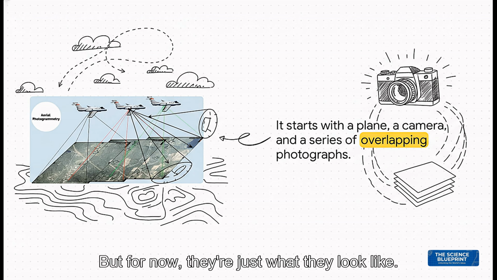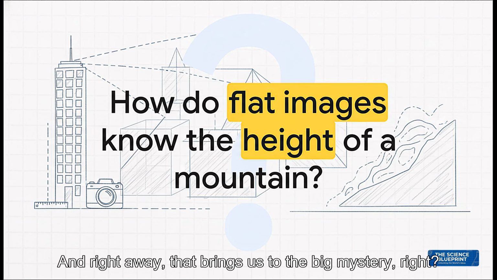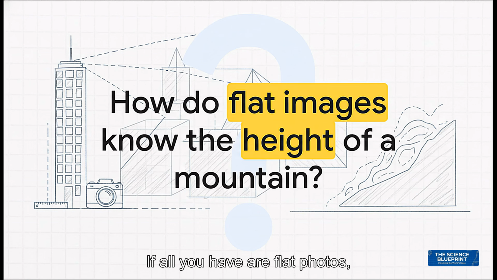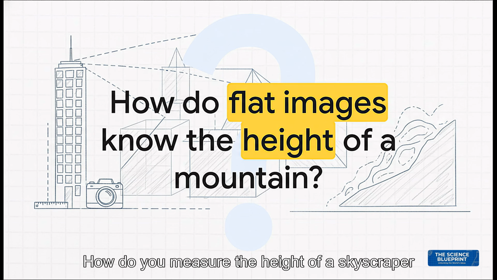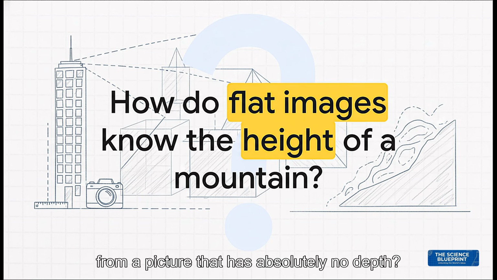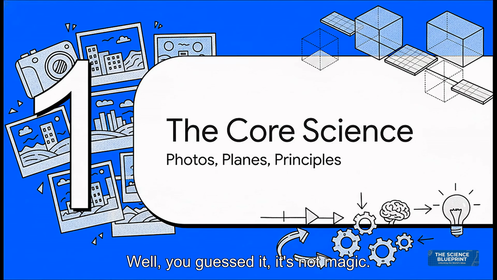Simple, flat, 2D images. And right away, that brings us to the big mystery, right? If all you have are flat photos, how on earth do you pull out the third dimension? How do you measure the height of a skyscraper from a picture that has absolutely no depth? Well, you guessed it, it's not magic. It's actually a brilliant field of science. So let's dive into the core principles that let us build a 3D world from what are essentially 2D pixels.